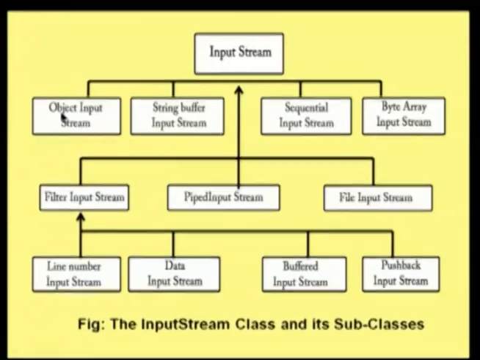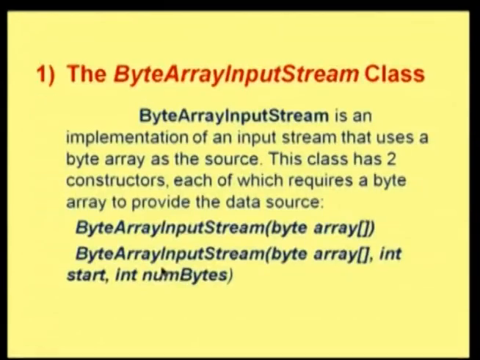So, we can see that we have ObjectInputStream, which is used to handle objects, then StringBufferInputStream, then SequenceInputStream, then ByteArrayInputStream to handle a byte array. This is in order to do some filtering with respect to the stream that we have. Then there is PipedInputStream, FileInputStream specifically for handling files, and DataInputStream for your data, and we will have a look at all these anyway. First we will look at what a ByteArrayInputStream class is.